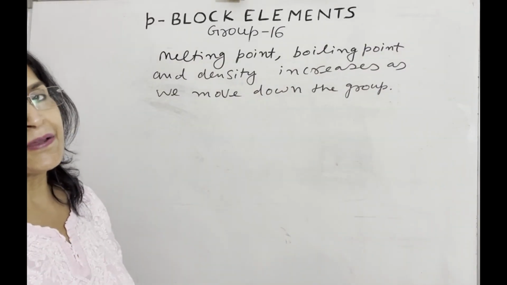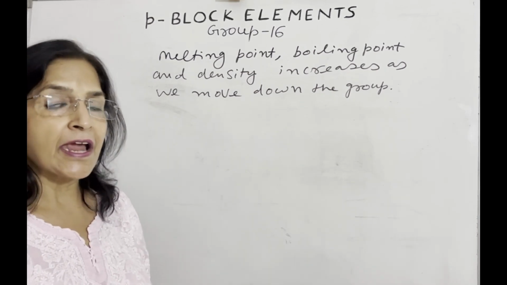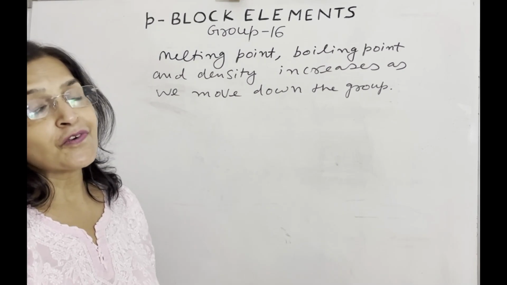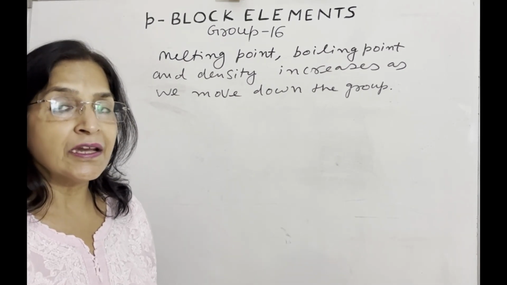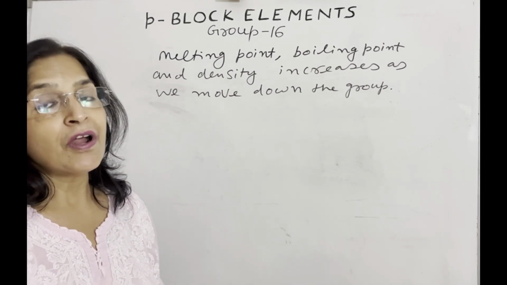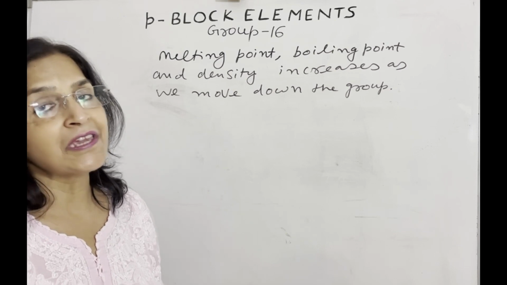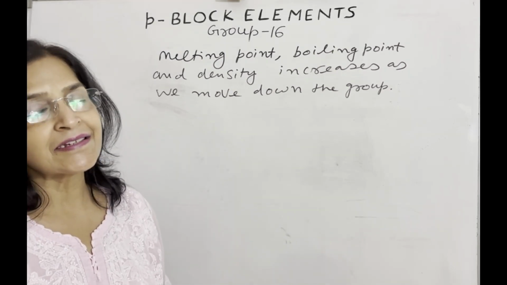Melting point, boiling point and density increase as we move down the group because atomic radius increases, van der Waals forces of attraction increase. But in the case of polonium, due to the inert pair effect, inner s orbital electrons do not participate. The van der Waals forces of attraction will be weak in the case of polonium. The melting point and boiling point of polonium is lesser than tellurium.